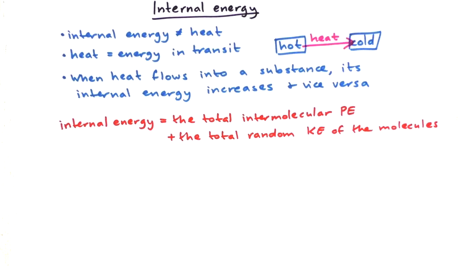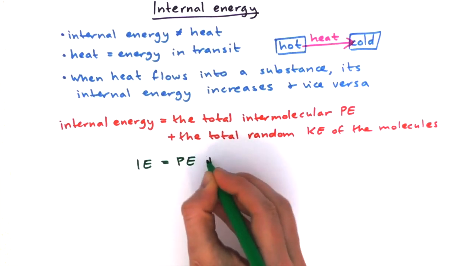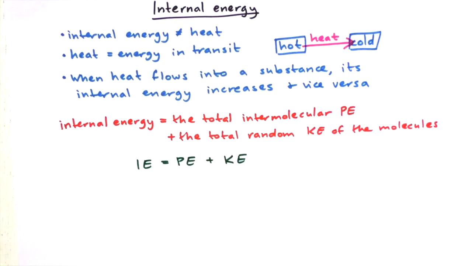Because if the temperature is higher, then the average kinetic energy is higher. And that means that the total kinetic energy would also be higher, so the internal energy is more overall. Let's write down our definition of internal energy again, but a bit abbreviated so we can see it a bit more. So internal energy is equal to potential energy plus kinetic energy.